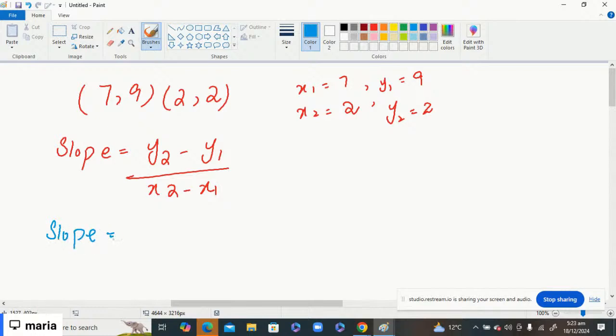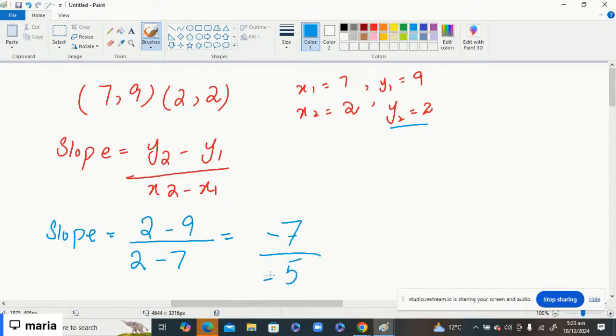So your slope is, just putting the values, 2 minus 9 over 2 minus 7. In place of y2 I just put 2. In place of y1 I just put 9. In place of x2 I put 2. And in place of x1 I put 7. So 2 minus 9, 2 minus 7. 2 minus 9, what is the answer? Minus 7.